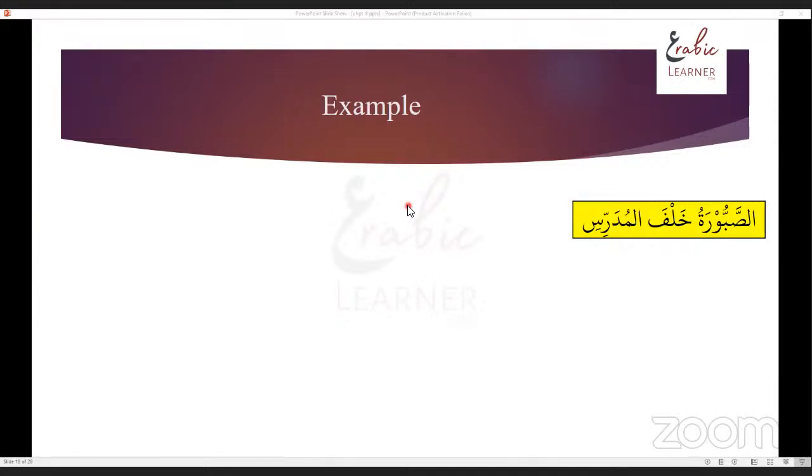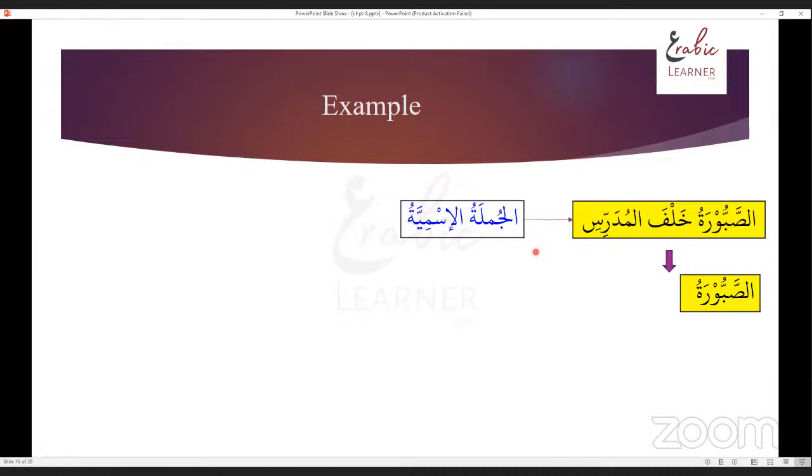As-saburatu. Yes, so that is mubtada, right? As-saburatu is mubtada. And mubtada is most of the time ma'rifa. Now, brothers and sisters, always watch my words. When I'm saying most of the time, it is most of the time. When I'm saying always, then it is always. So there is a difference between always and most of the time.